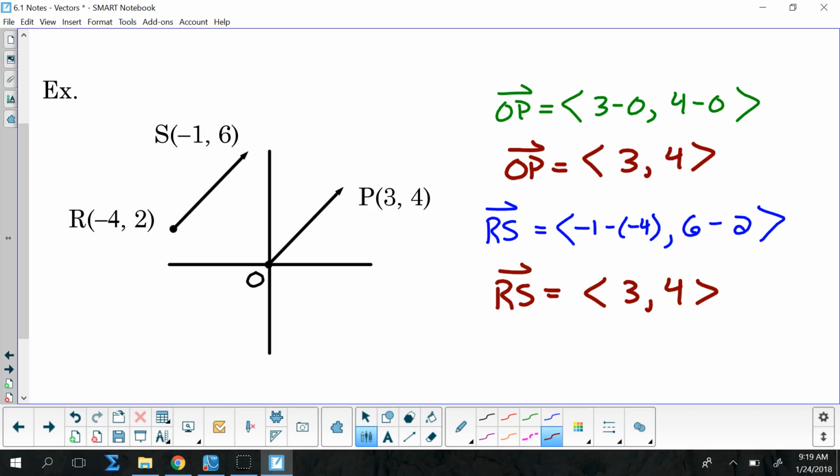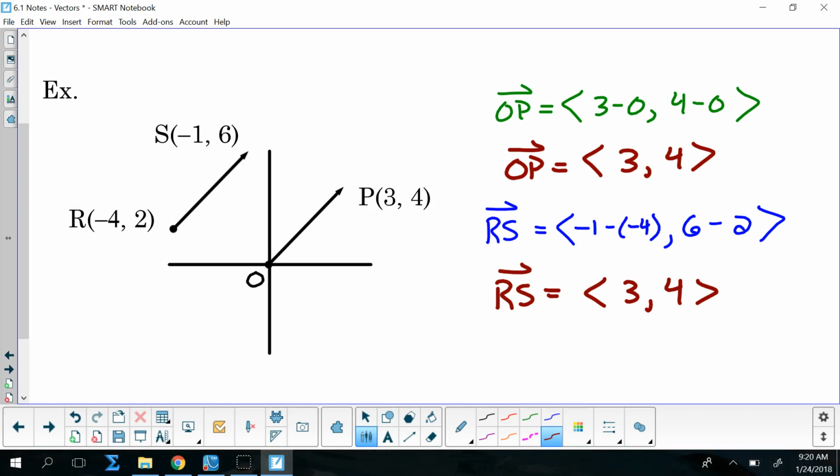If these were line segments, would they be parallel? Why? They have the same slope. Okay? So they're parallel. Are they going in the same direction then? These vectors. Yeah, because both heads are on the upper right-hand side of them, right?